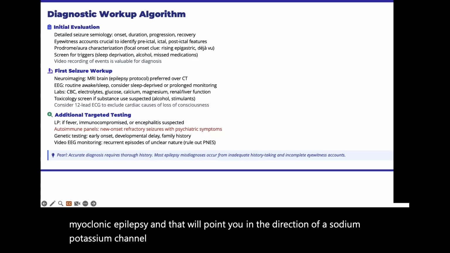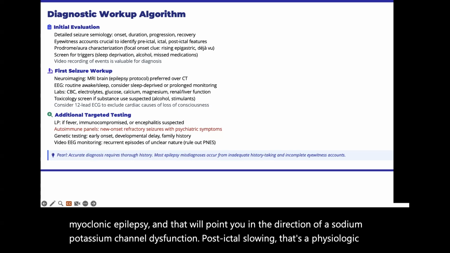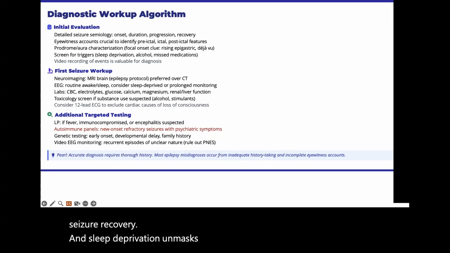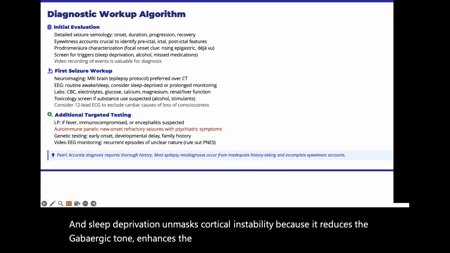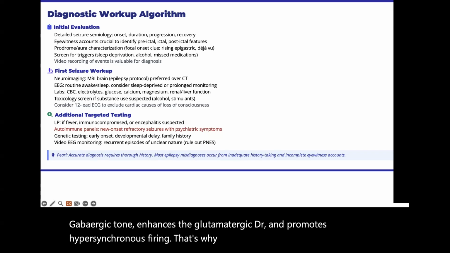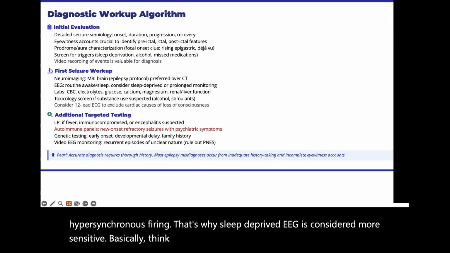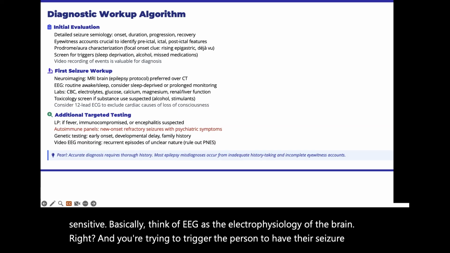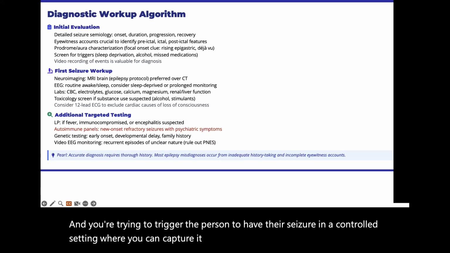Post-ictal slowing, that's a physiologic seizure recovery, and sleep deprivation unmasks cortical instability because it reduces the GABAergic tone, enhances the glutamatergic drive, and promotes hypersynchronous firing. That's why sleep-deprived EEG is considered more sensitive. Basically, think of EEG as the electrophysiology of the brain, right? And you're trying to trigger the person to have their seizure in a controlled setting where you can capture it and say, aha, that's what you have, let me treat you.